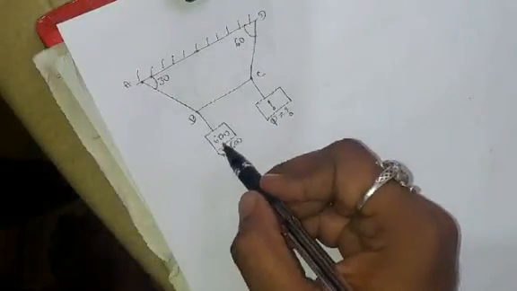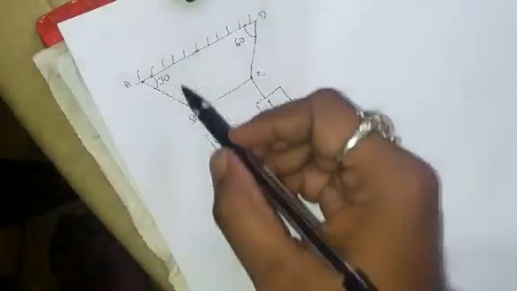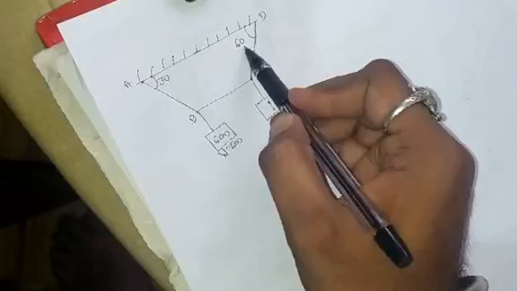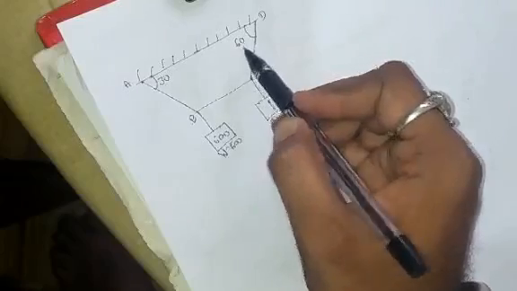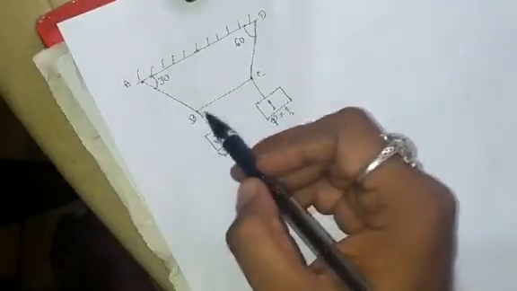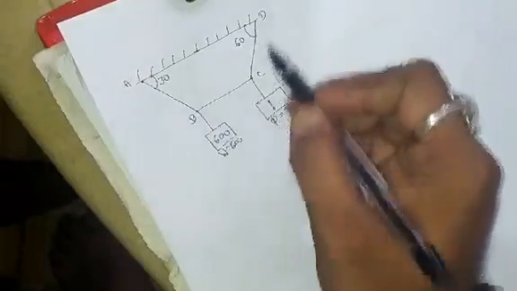So what is given here? Here the load is 600. The angle here is 30 degree. The angle here is 60 degree with respect to horizontal. We need to find the load at this point and the tensions in the strings AB, BC and CD.